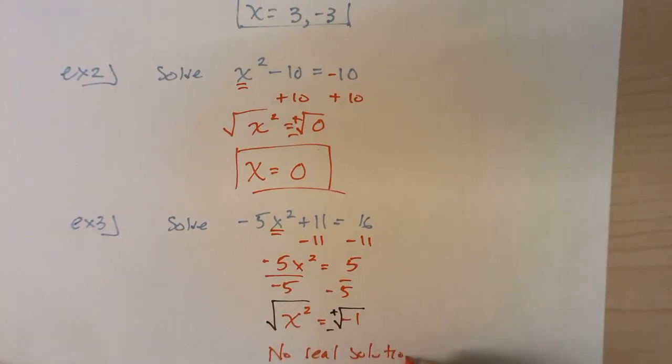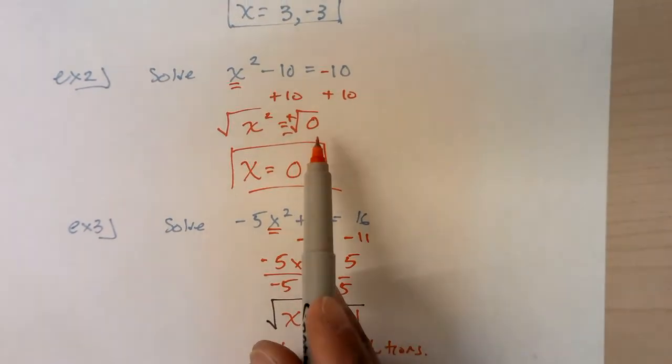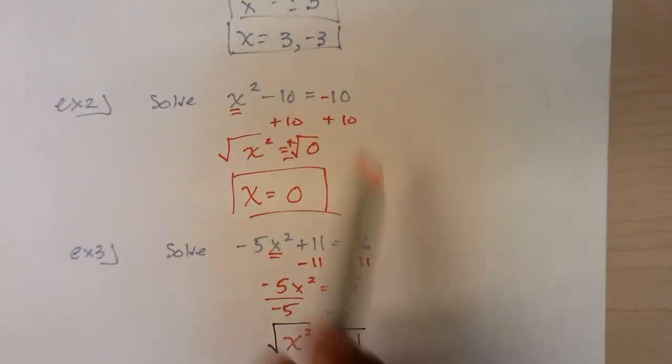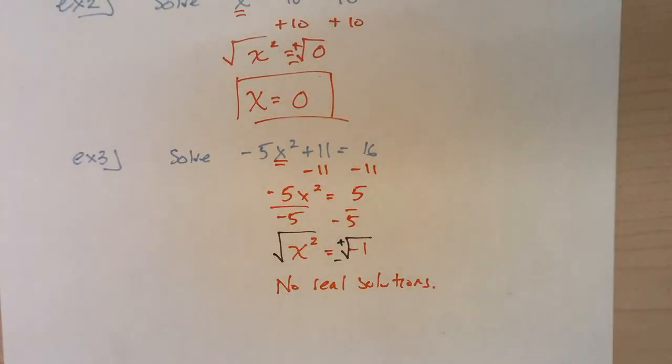So what we've taken a look at on the 3 examples, if you take the square root of 0, you only get one solution. If you take the square root of a positive number, going back to my first example, you get 2 solutions. And then if you take the square root of a negative number, you actually get no solutions.